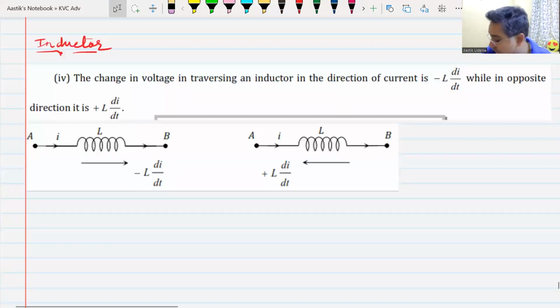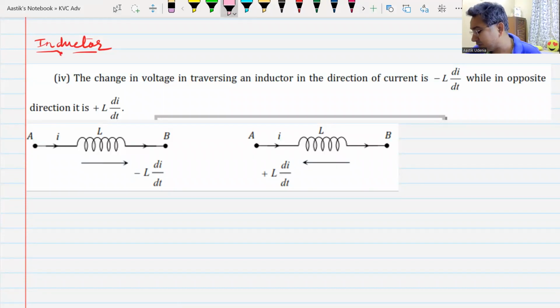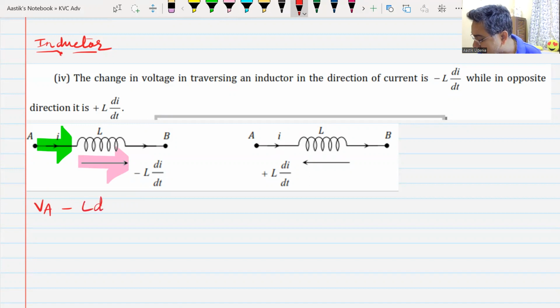Okay, so the third element is the inductor. For an inductor, the potential behaves the same as for a resistor if you are moving in the direction of current. As you can see, you are moving like this, and the direction of current is like this. In the direction of current, potential drops, and it is taken as negative: -L di/dt. So if you write the equation from A to B, in the direction of current, it will look like this.